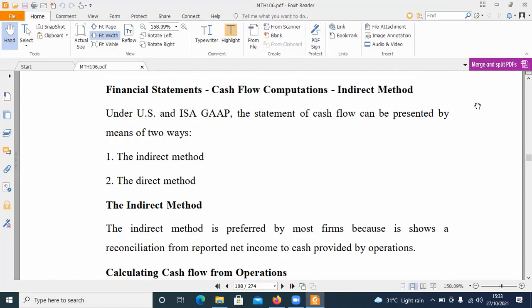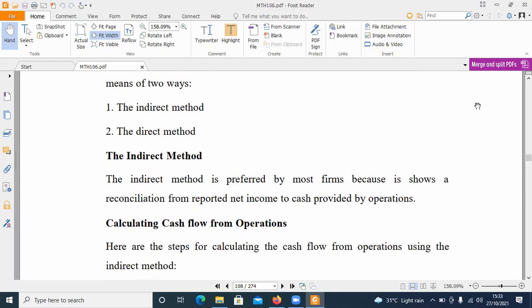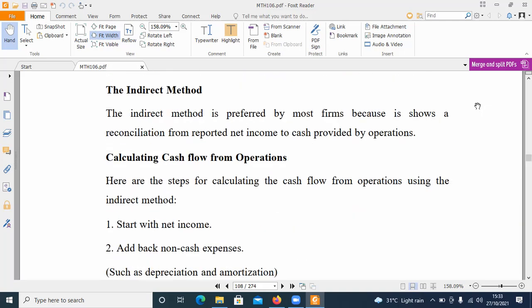So here we are talking about financial statements, cash flow computation, direct method. In cash flow computation, there are two ways: you either use the direct method or the indirect method. The direct method is preferred by most firms because it shows a reconciliation from reported net income to cash provided by operations.